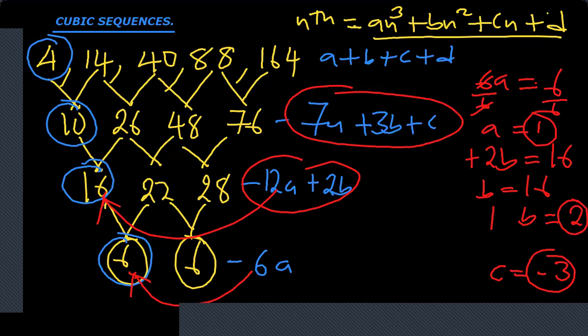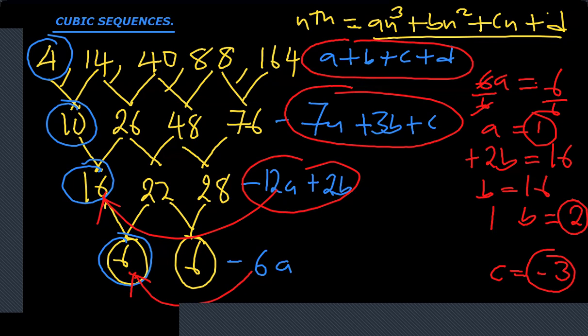Now, to get our d, we go to the topmost expression and equate it to 4. Sorry, you don't equate it to 4, you just take a plus b plus c plus d. Yes, of course, we equate it to 4. So we have, sorry for that.